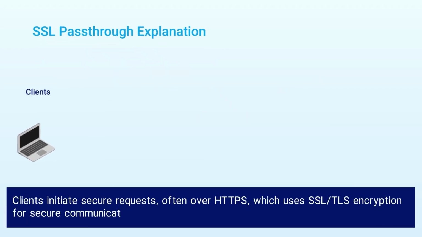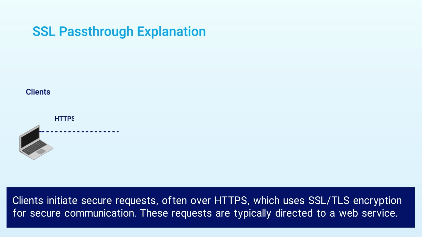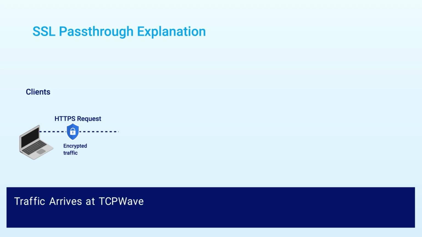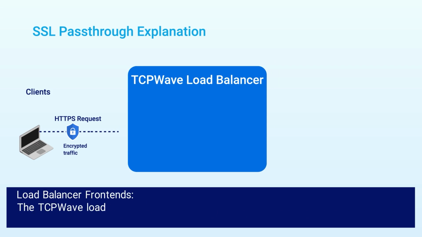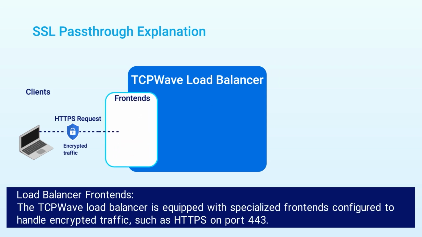SSL Passthrough Explanation. There are multiple steps in the SSL passthrough process. First, clients initiate secure requests, often over HTTPS, which uses SSL/TLS encryption for secure communication. These requests are typically directed to a web service. The encrypted requests from clients arrive at the TCPWave load balancer. Load balancer frontends. The TCPWave load balancer is equipped with specialized frontends configured to handle encrypted traffic, such as HTTPS on port 443.